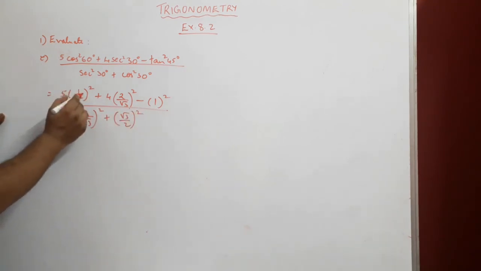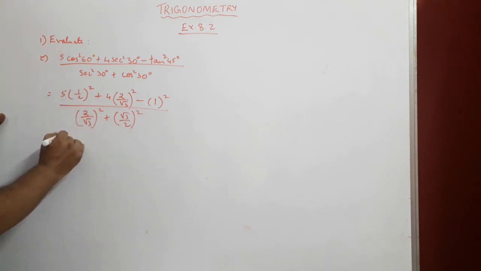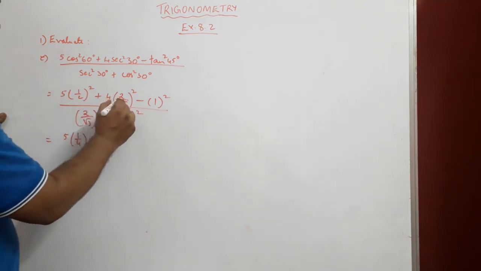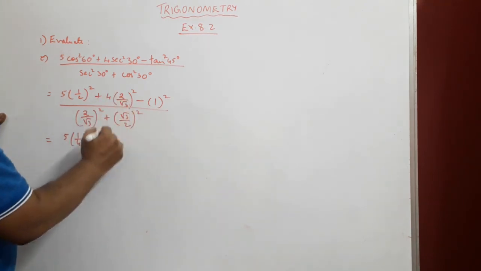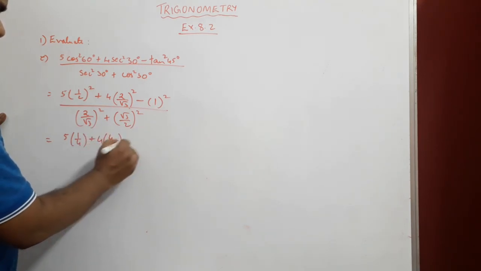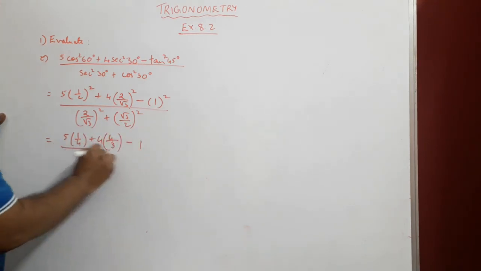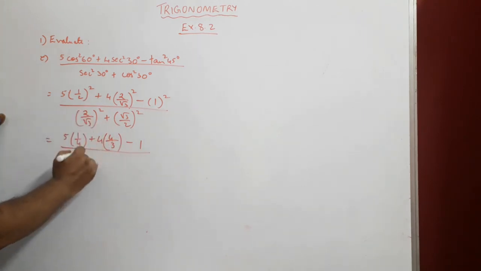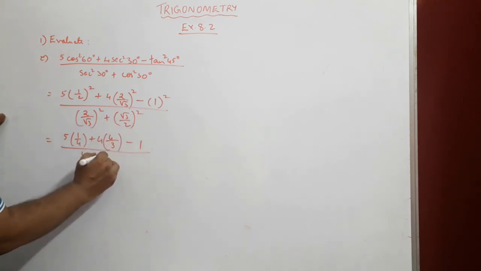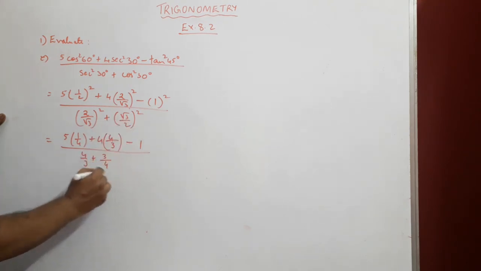So now we first open the bracket before multiplying this 5. We can't multiply directly, the bracket has to be opened. So half square it is, so that will become 5 into 1 upon 4, plus similarly over here 2 square is 4 and root 3 square is 3, into 4, minus 1, whole thing upon, here 2 square will become 4, root 3 will become 3, plus here root 3 will become 3 and 2 will become 4.